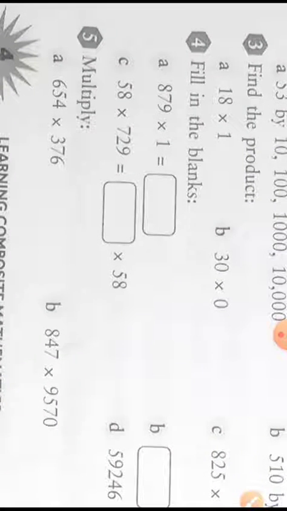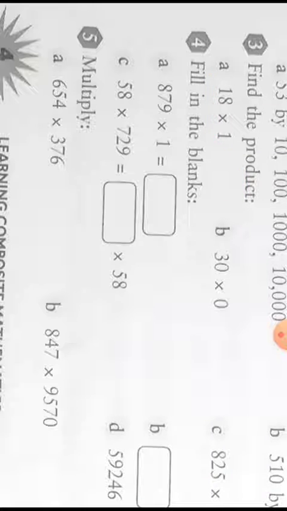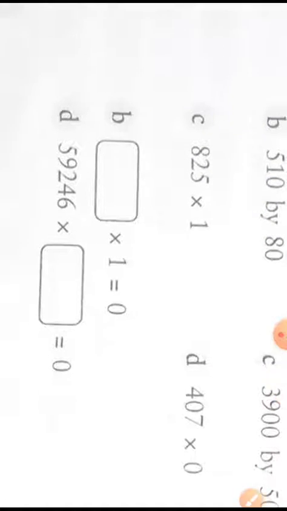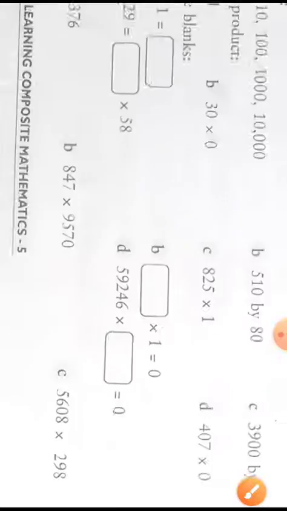Now let us see question number 3. You see, find the product. It is easy. 18 into 1 will give you only 18. You know this one. 30 into 0, you can do this one. Then this one also is the same. If you multiply any number with 1, it gives you the same answer. And this is all you can do as your homework.